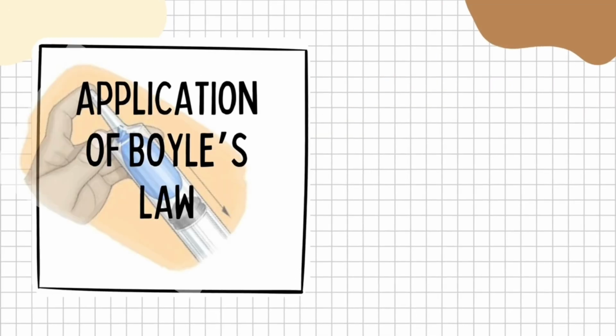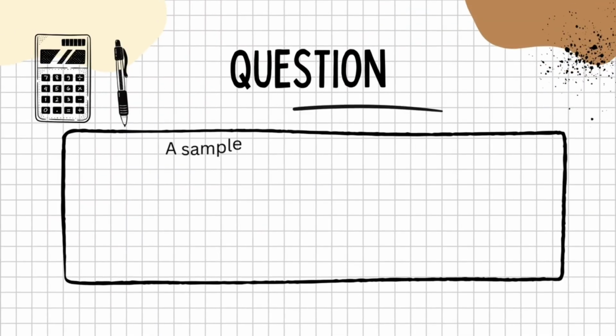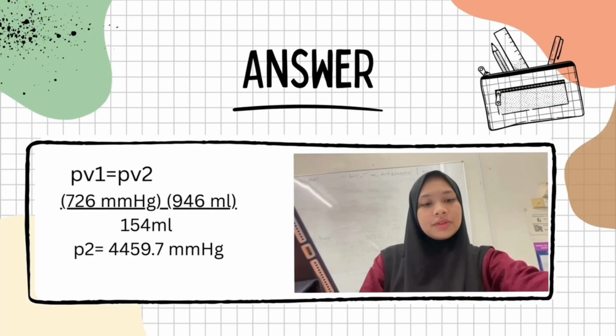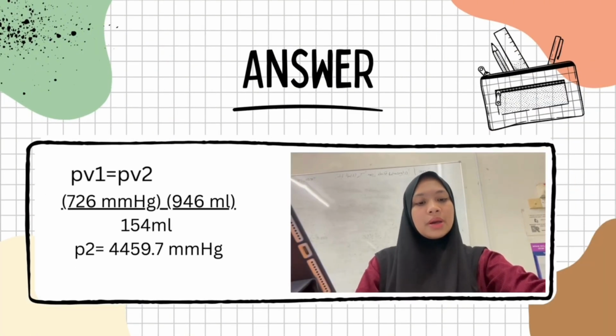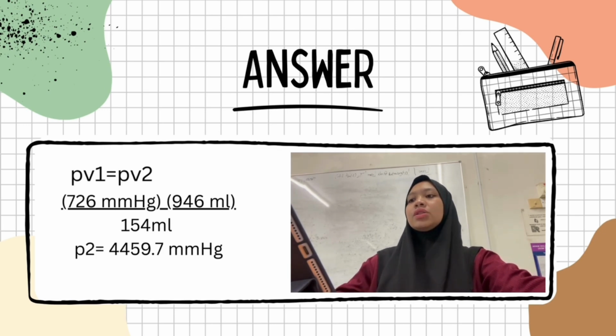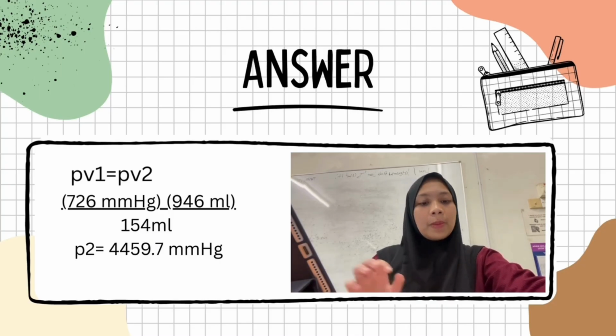Next, this is an application of Boyle's law. Let's proceed to the question. One of the sample questions of Boyle's law application is as given. A sample of chlorine gas occupies a volume of 946 mL at a pressure of 726 mmHg. What is the pressure of the gas in mmHg if the volume is reduced at constant temperature to 144 mL?